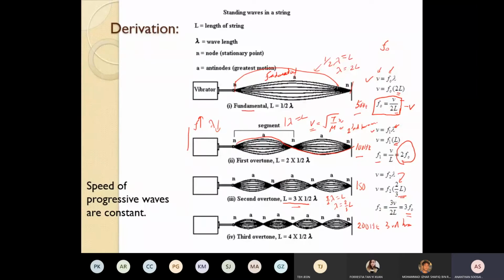What is the same for all of them? What factor is always the same for all of them? The speed of the wave is always the same on the string. Okay. Any question from this slide?